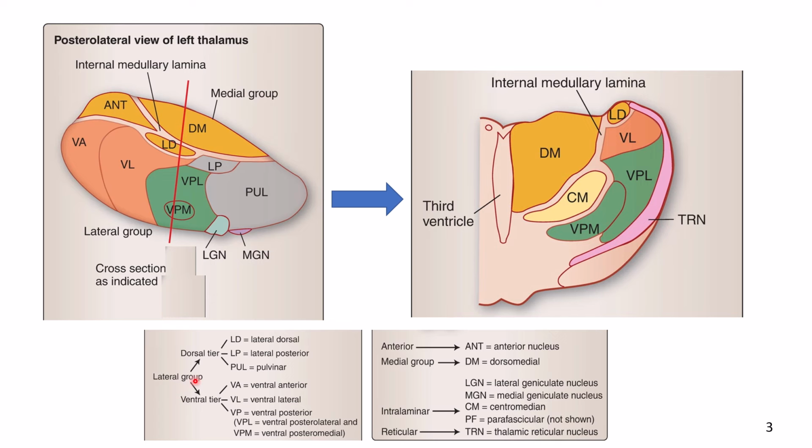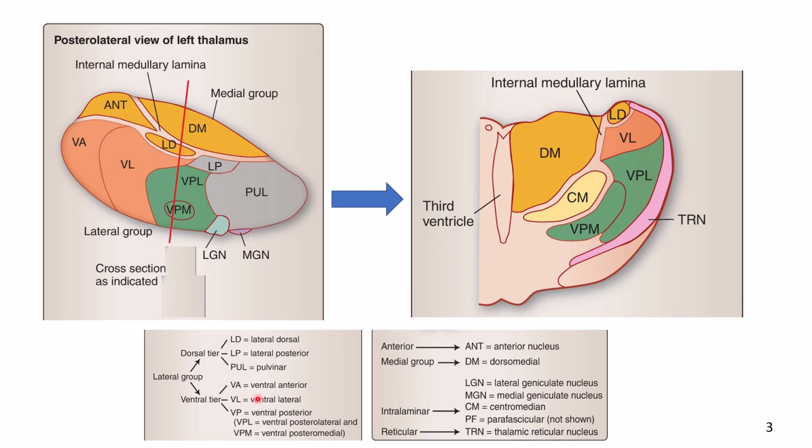The lateral group is divided into the dorsal tier and the ventral tier. The dorsal tier is made of the lateral dorsal, lateral posterior, and pulvinar. So there are three of them here. The ventral tier is made of ventral anterior, ventral lateral, and ventral posterior. The ventral posterior is again divided into the ventral posterolateral and ventral posteromedial. Ventral posteromedial is smaller, ventral posterolateral is bigger.